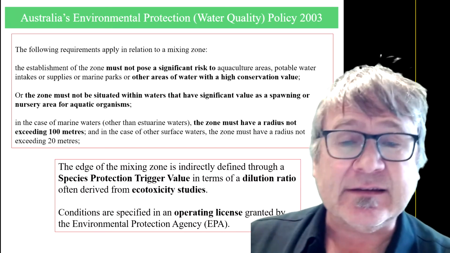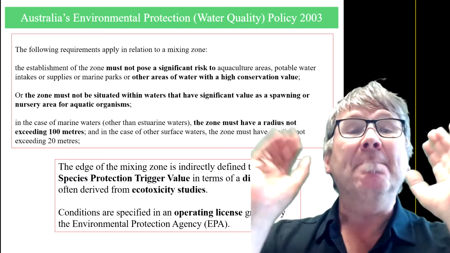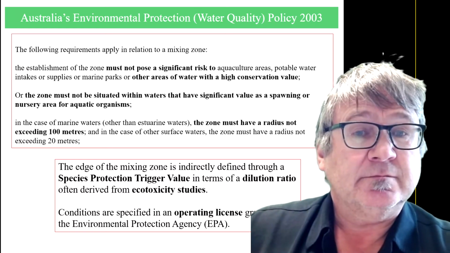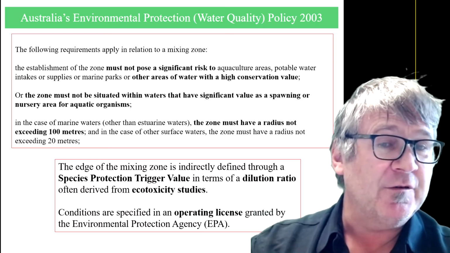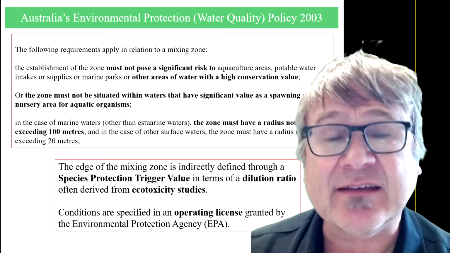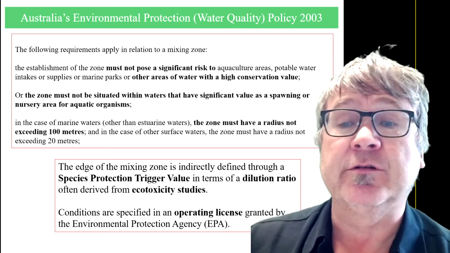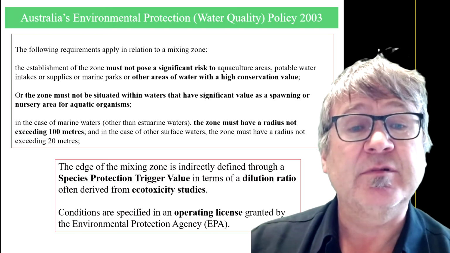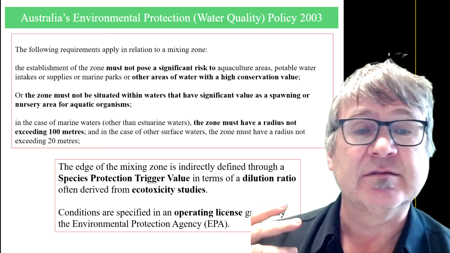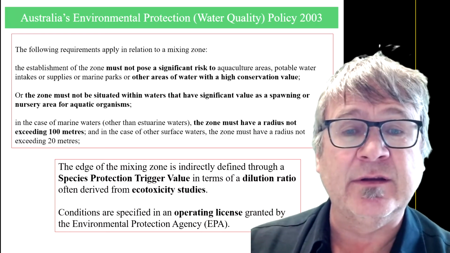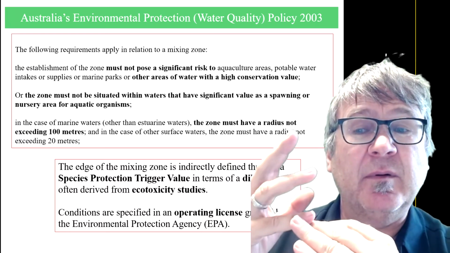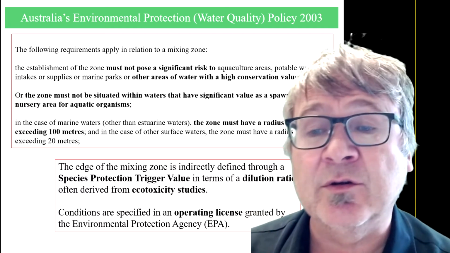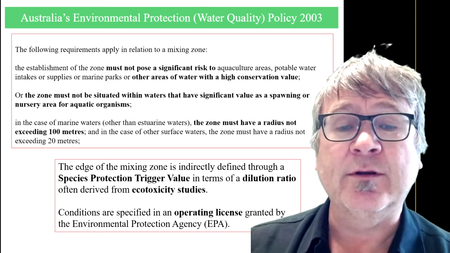And here we find a definition of a mixing zone. There's a mixing zone, and this refers to the area impacted by a discharge of a pollutant. It must not pose a significant risk to agriculture areas, and so on, and must not be situated within waters that have significant value as a spawning or nursery area for aquatic organisms.